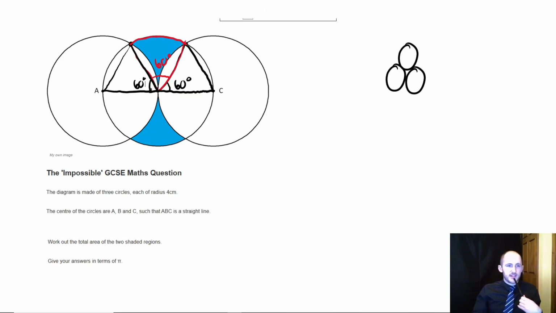So yeah, that's a bit tricky. And also, we should keep in mind that this length here is 4 centimeters. All of these lengths are 4 centimeters. So I just realized, each of radius 4 centimeters. That's important information, just to keep in mind.